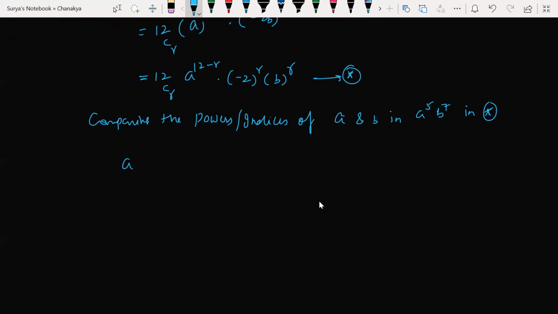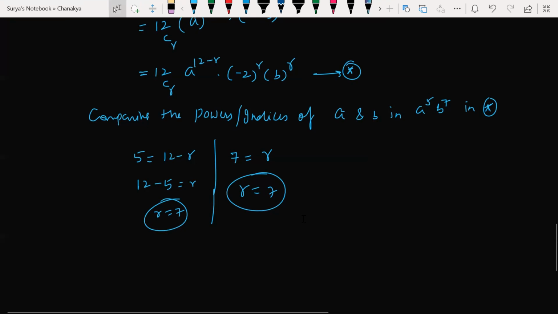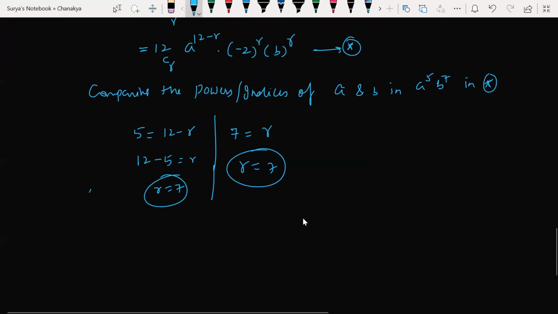So if I compare, what I'm going to get, look at this now. a to the power of 5, so 5 is equal to 12 minus r, and 7 is equal to r, correct? So 12 minus 5 is equal to r. r is equal to 7 here. Here also r is equal to 7. Both sides, if I consider both the things, a and b powers, I'm getting r value as 7. Let us substitute r value in the star equation. Very simple, look at this now from the star equation.